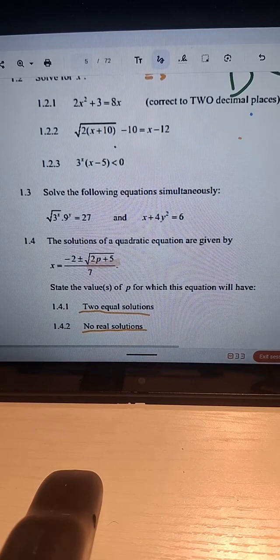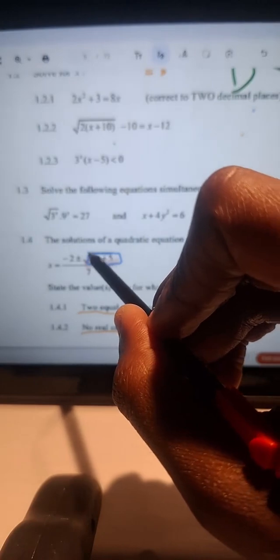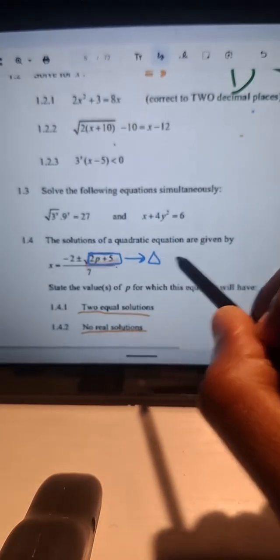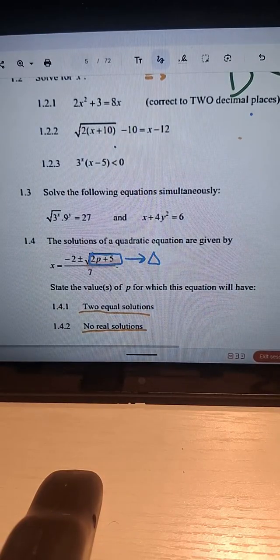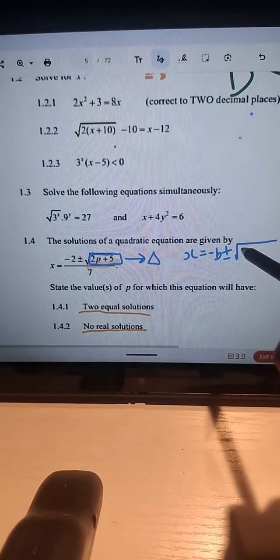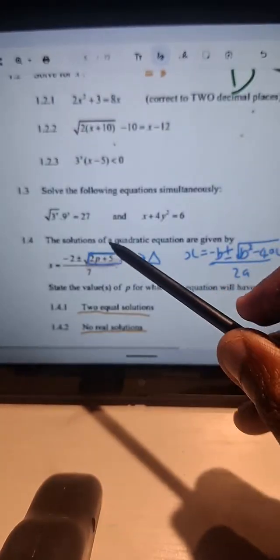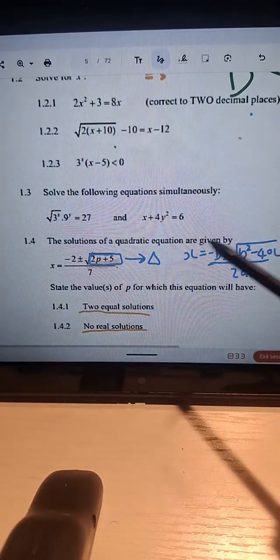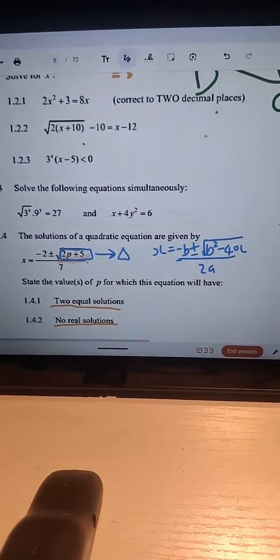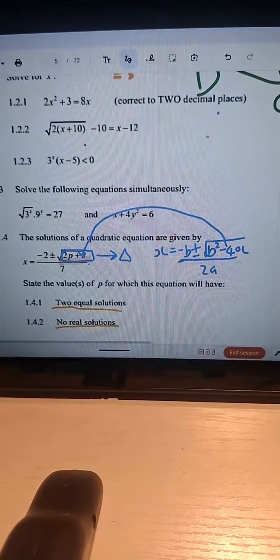Okay. So, guys, please take note of this. This is very important. You must know that this delta, the expression 2p plus 5 inside the square root, is delta. Because remember, in your quadratic formula, when you write down the equation, there's this part here. So now these people are saying the solutions of a quadratic equation are given by. So that means, guys, the b squared minus 4ac you see inside here is actually delta, which is basically going to be the expression inside that square root.